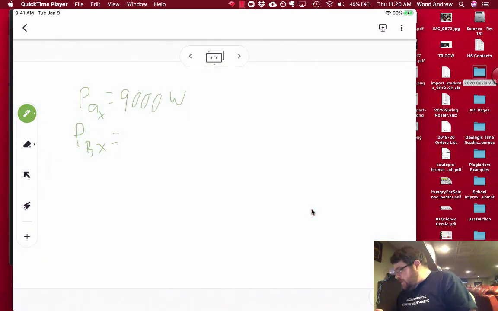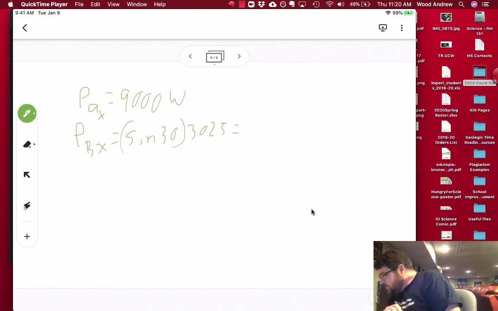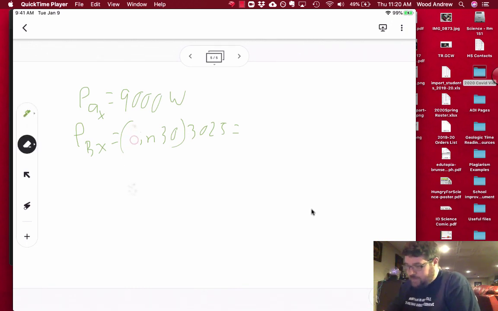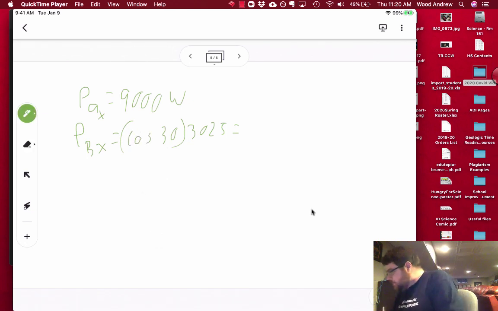So to get B, it would be sine of 30 times the hypotenuse, 3,025. So I get B in the x direction to be, oh, I did that wrong. I got off a line. This should be cosine of 30 to get the x direction. So let's see here. That would be 2,620.